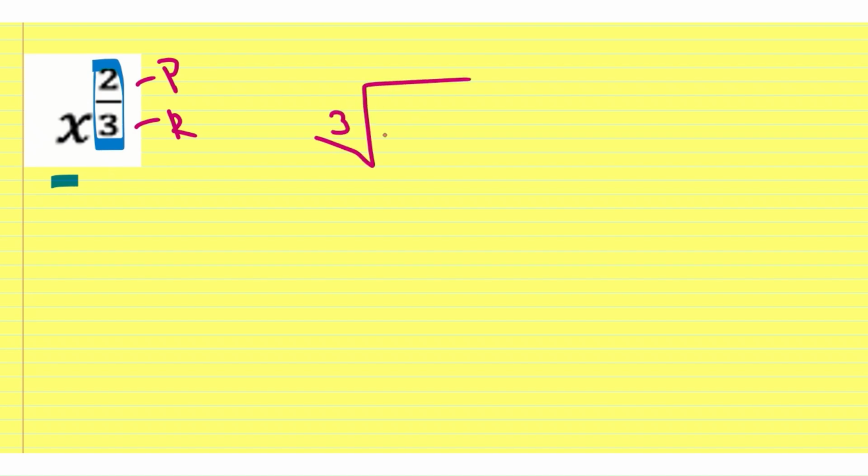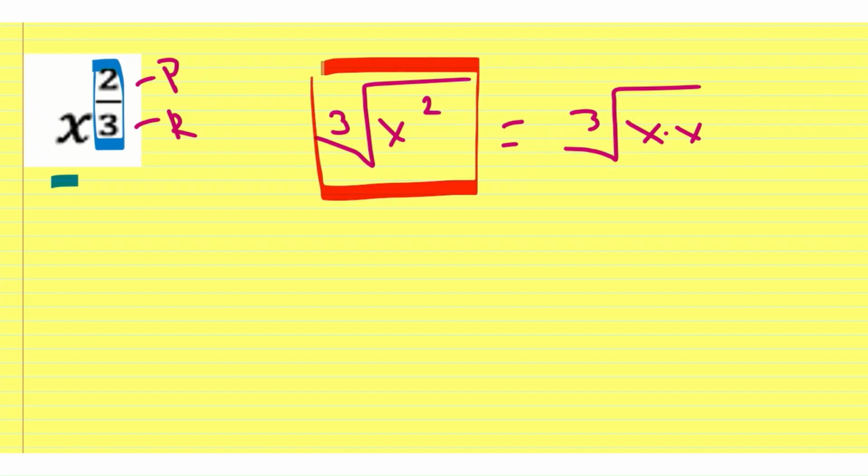Our next problem says x raised to the 2/3 exponent. And again, the top is going to be our power and the bottom is going to be our root. So that means our root is a cube root of x raised to the second power. Okay, can I take the cube root of x squared? Well, no, I cannot, because that means x squared actually breaks down into 2 x's. That is not enough to take a cube root of it. So therefore, this is as simple as we can go. So that is converting the rational exponent to radical form.